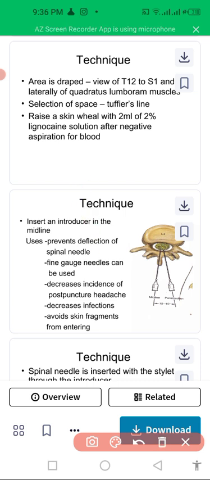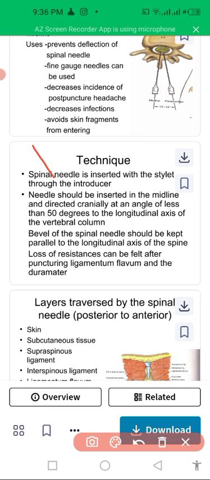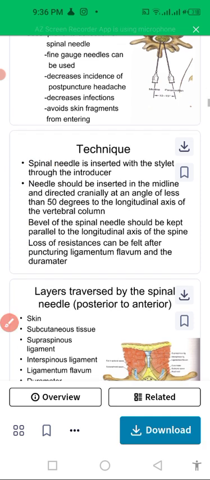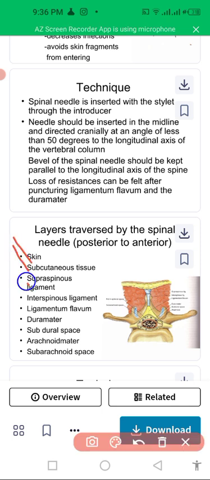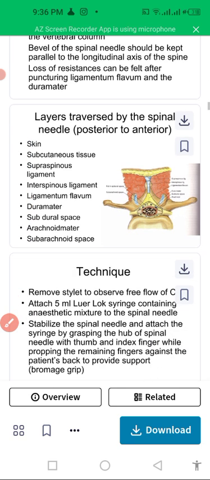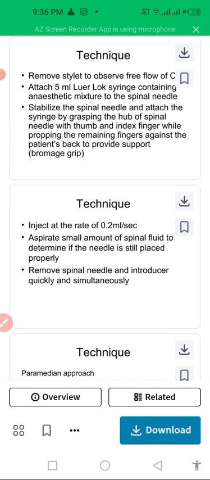It is very important to keep this in mind. The needle should be inserted with the stylet through the introducer in the midline, and loss of resistance is felt after puncturing the ligamentum flavum. As I already mentioned, the layers you have to pierce are skin, subcutaneous tissue, supraspinous and interspinous ligaments, ligamentum flavum, dura, and the subarachnoid space, where we inject the drug. This is very important to keep in mind.